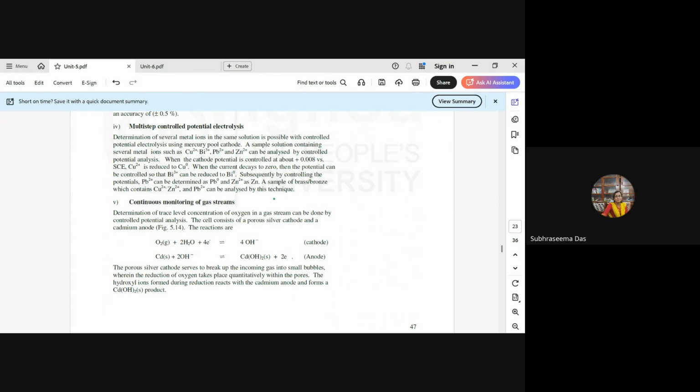with controlled potential electrolysis using a mercury pool cathode. A sample solution containing several metal ions such as copper 2+, bismuth 3+, lead 2+, Zn 2+ can be analyzed by controlled potential analysis. When the current decays to zero, the potential can be changed so that bismuth 3+ can be reduced to bismuth 0. Subsequently, by controlling the potentials, Pb2+ can be determined as Pb0 and Zn2+ as Zn0.